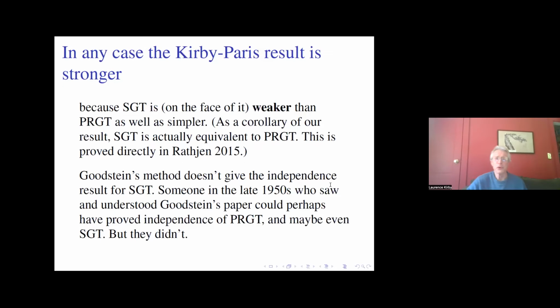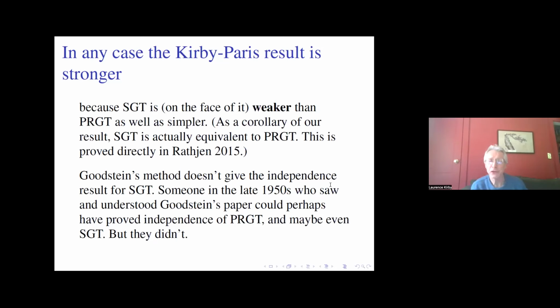What Paris and I prove is a stronger result than one I think Goodstein even could or might have claimed, because we proved the independence of SGT, which is a special case and is weaker than PRGT. Statement, the independence of SGT is a stronger result. So it turns out, as a corollary of our results, the two are actually equivalent. Basically, once you have the machinery like all those concrete independence results, you actually get everything, you get one consistency, so they're all equivalent.